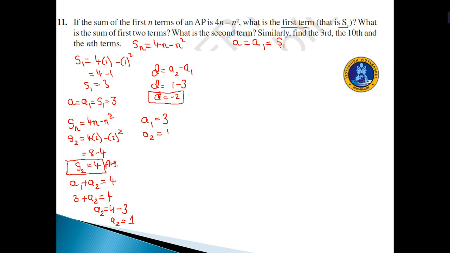Now similarly, to find the third term, find A3. What is the meaning of A3? A plus 2D. So already we have A and D. So A is equal to 3, 2D is equal to minus 4.